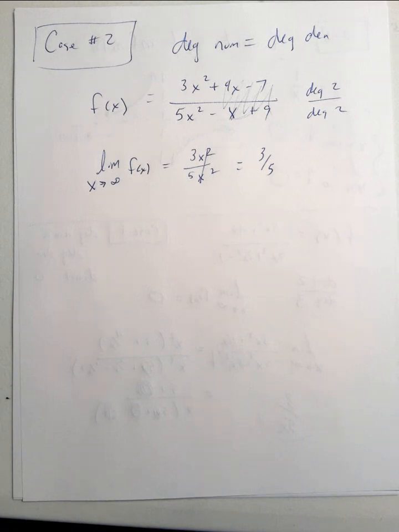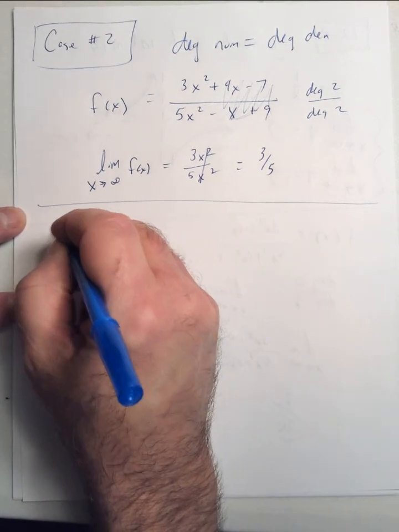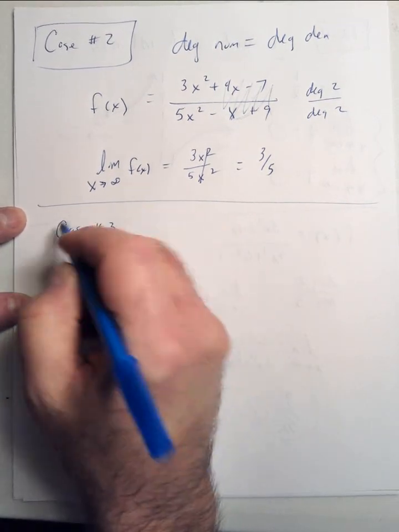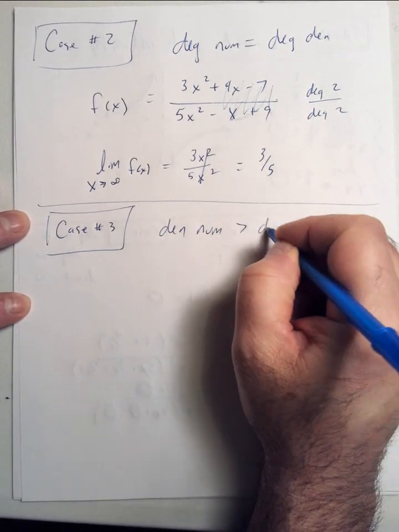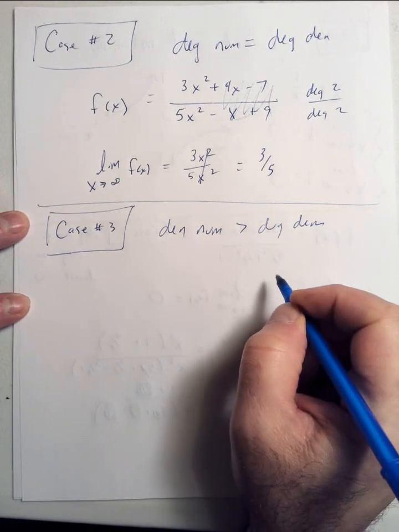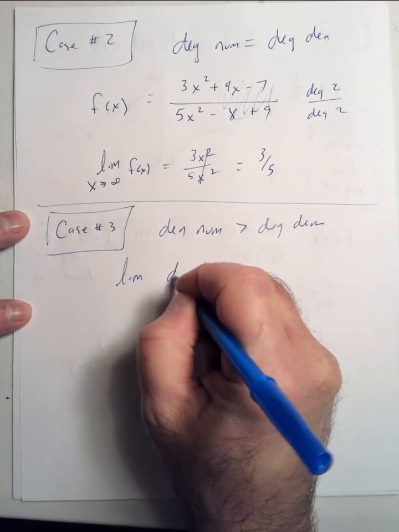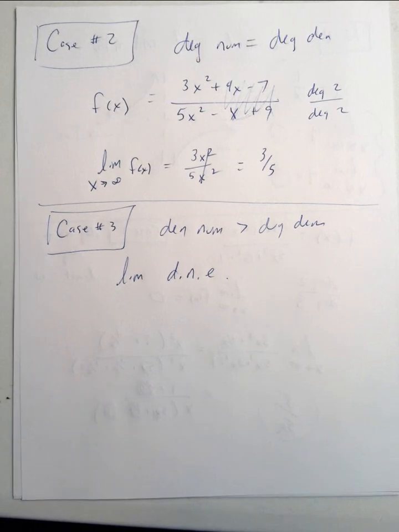Okay, so these two cases, case 1 and case 2, are really the two that are going to help us throughout the process in 12.5. And that's really important, because if we have a limit at infinity, that's when we can actually approach values like 0 and like 3/5. Because in case 3, when the degree of the numerator is greater than the degree of the denominator, the limit does not exist.